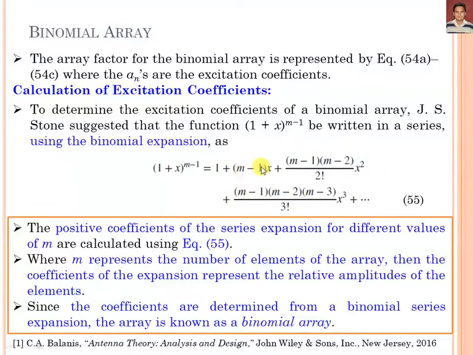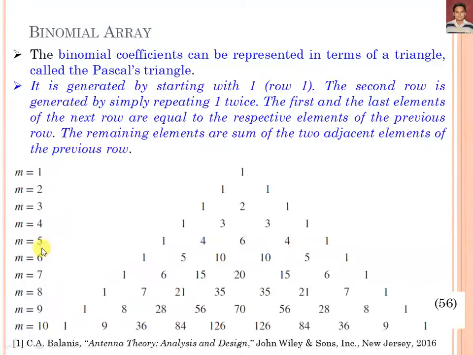As you can see, m minus 1, m minus 1, m minus 2 upon factorial 2, these are the coefficients, and we can calculate their relative amplitude by using these expressions. Since the coefficients are determined from the binomial series, we call it a binomial array. The other procedure to calculate the binomial coefficients is in terms of a triangle, which is called the Pascal triangle. And this is the basic principle through which we can calculate the binomial array coefficients.